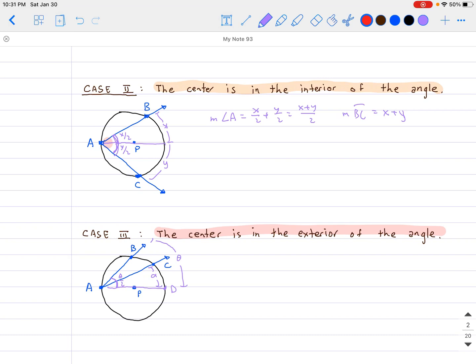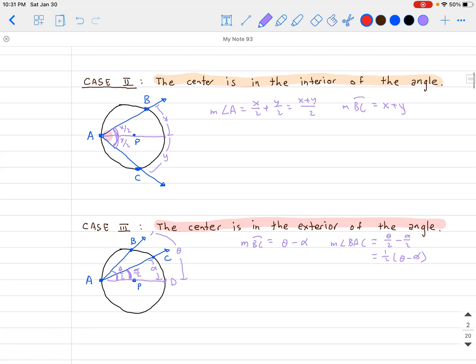According to case number 1, this angle right here, CAD, is going to be alpha over 2. Now, if you look at what we're trying to solve for, which is the measurement of arc BC, that is going to be theta minus alpha. And now we're going to compare that to the measurement of angle BAC, which is the inscribed angle in this case. According to our picture, it's going to be theta over 2 minus alpha over 2. And that definitely looks like it's going to be half of what we were looking at previously. So there you go. All 3 cases work out, okay?